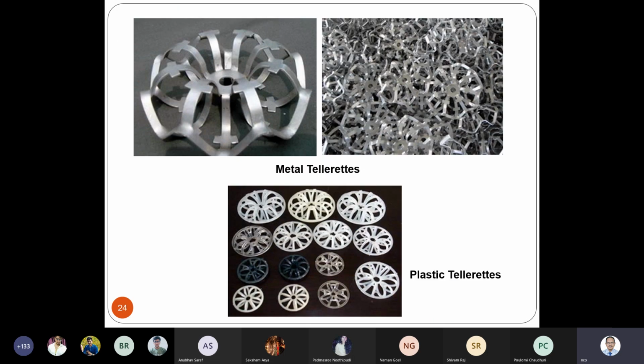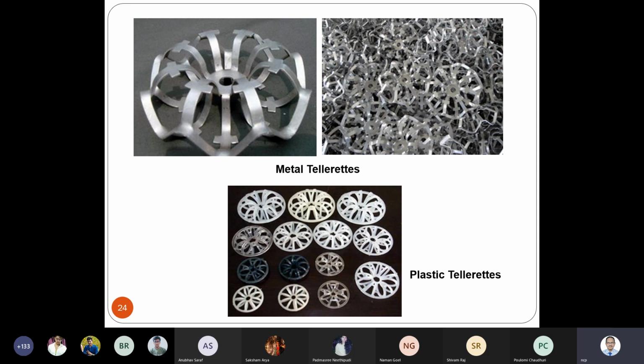Another kind of packing is the Tellerette. Tellerettes are made of either metal or plastic, right? You can just see how they are made, just to create extra surface for gas liquid contact. So basically those surfaces get wetted with the liquid, and then gas liquid contact takes place when gas is passed through the wetted surface, right?